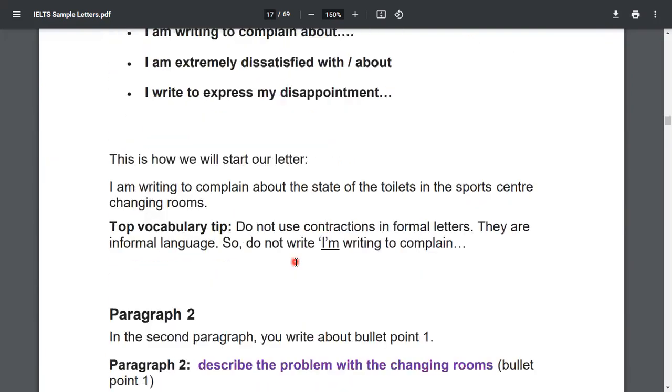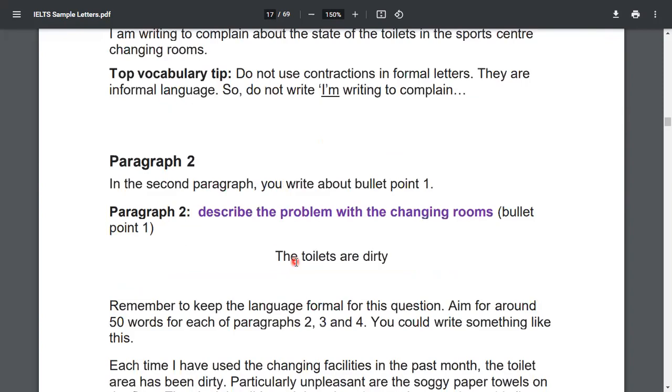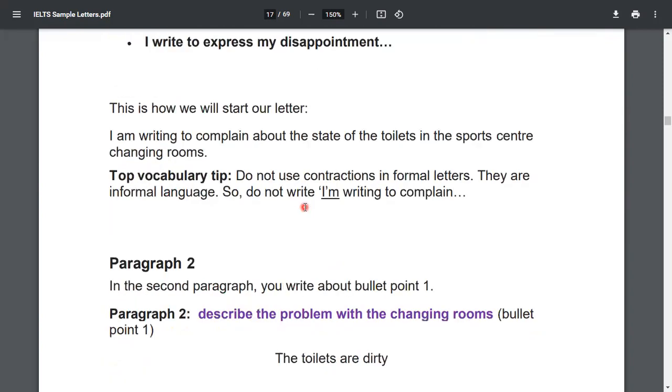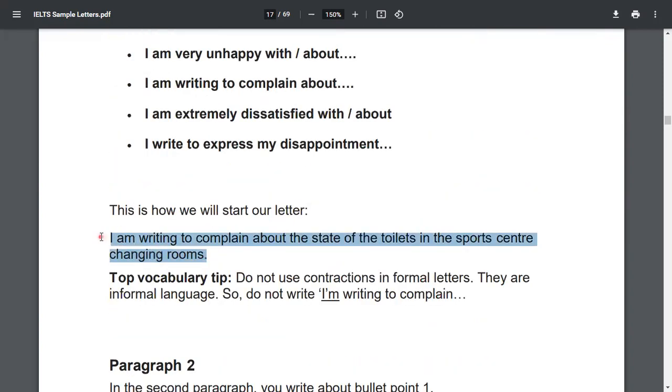So in this specific one, I'm going to write this: I am writing to complain about the state of the toilets in the sports center changing room. So that's the first paragraph. Okay, I've written the purpose sentence.